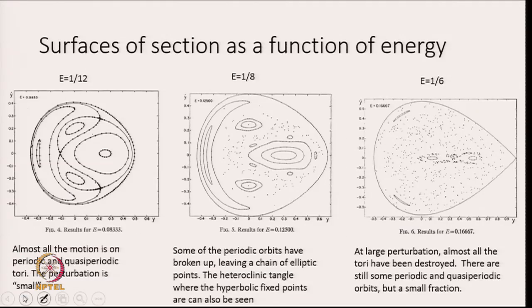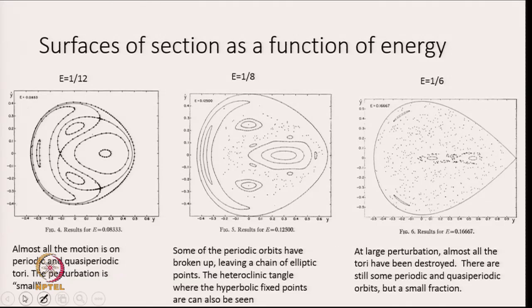If we were to compute surfaces of section as a function of energy, and these are images taken from Hénon-Heiles' original paper, again recall that we are doing a surface of section of a 2-freedom system, 4-dimensional phase space, 3-dimensional energy shell, and you are taking a surface of section to bring the whole image of the motion onto 2 dimensions.